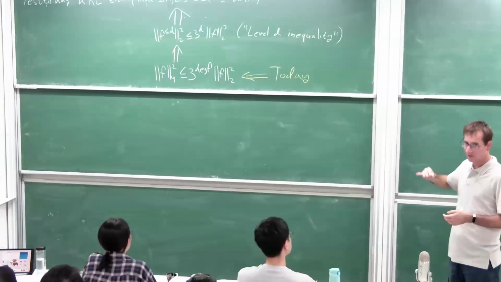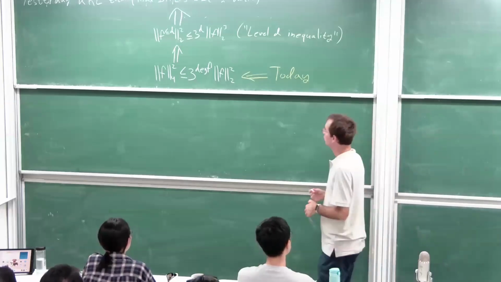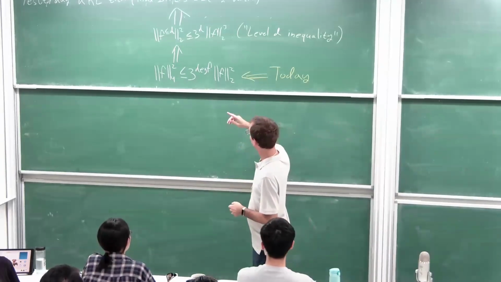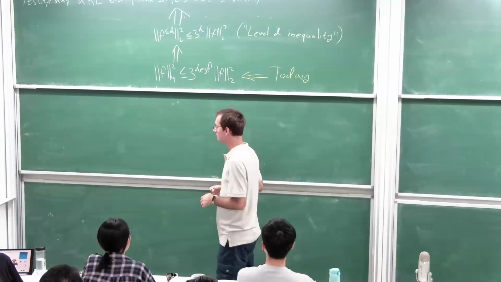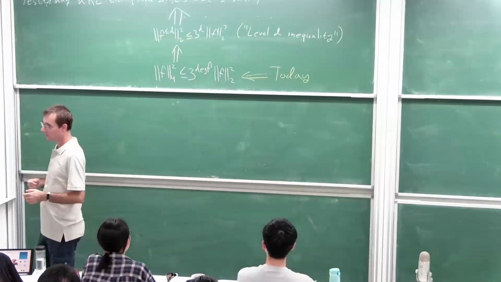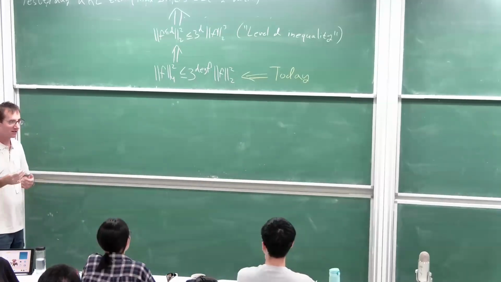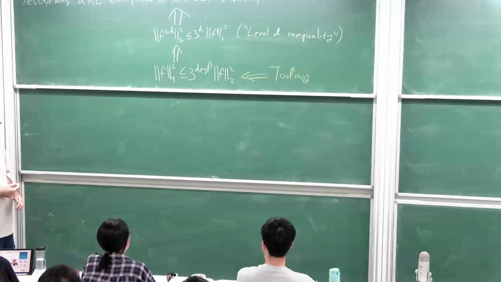And this is a weak level d inequality. What you really should be getting is the L2 norm of f to the power 4 times some polylogarithmic factor. But to get this, I'll just mention it today.